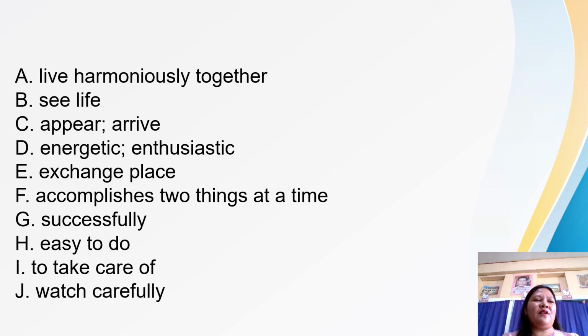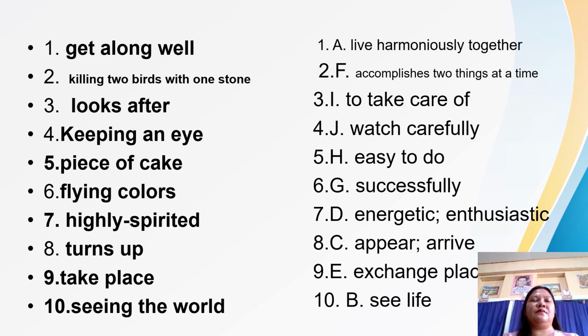Now, let us check your activity. Number 1. Get along well, meaning letter A. Live harmoniously together. Number 2. Killing two birds with one stone, meaning letter F. Accomplishes two things at a time. Number 3. Looks after means to take care of. Number 4. Keeping an eye means letter J. Watch carefully. Number 5. Piece of cake, meaning letter H. Easy to do.